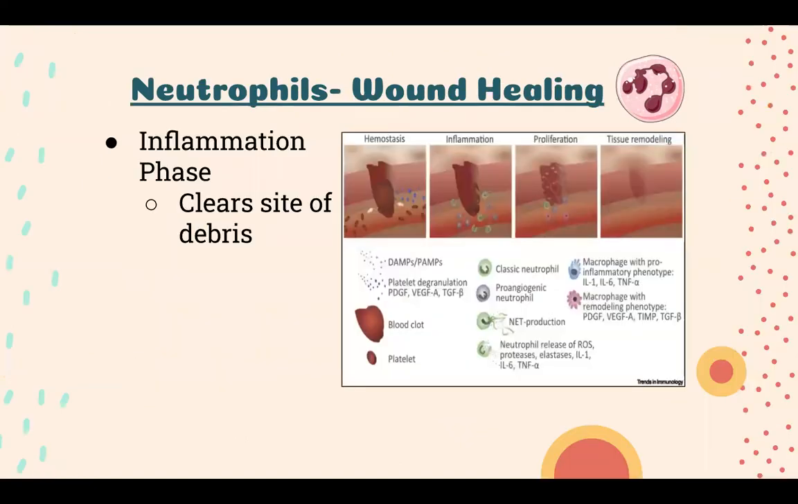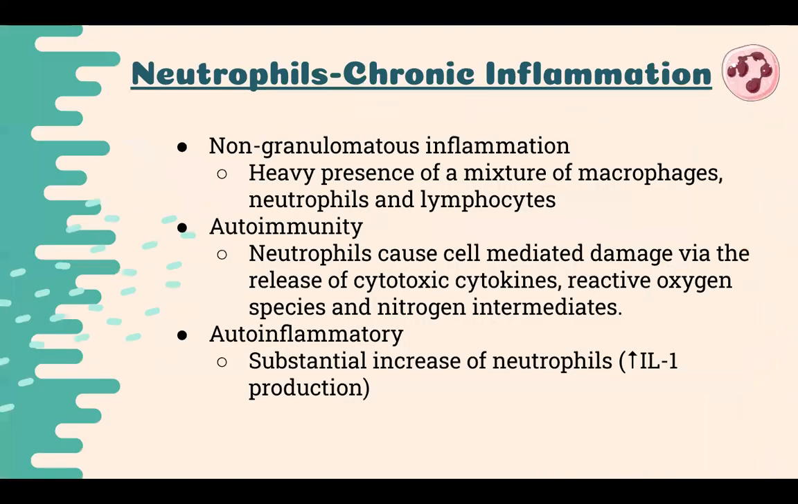Neutrophils in wound healing. Neutrophils are heavily involved in the inflammation phase of wound healing. Neutrophils work together with the macrophages in order to clear the site of debris, as previously mentioned, via netosis, degranulation, and phagocytosis. Neutrophils in chronic inflammation. Neutrophils are also heavily present in even non-granulomatous inflammation.